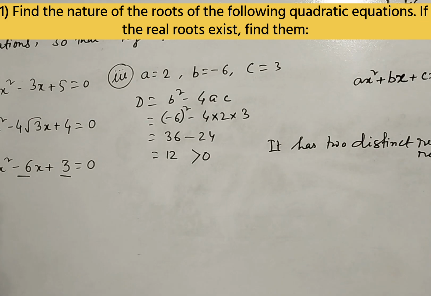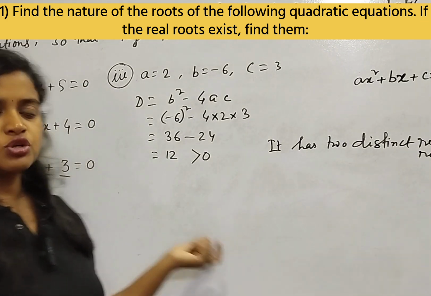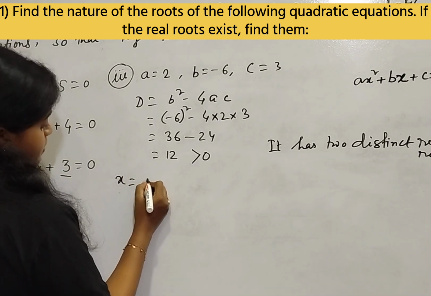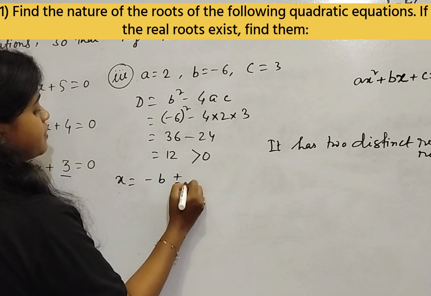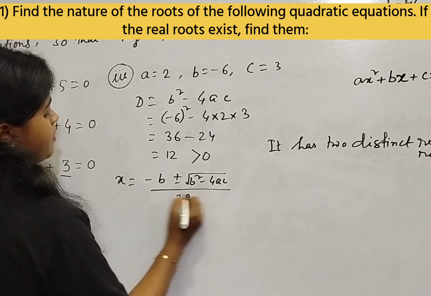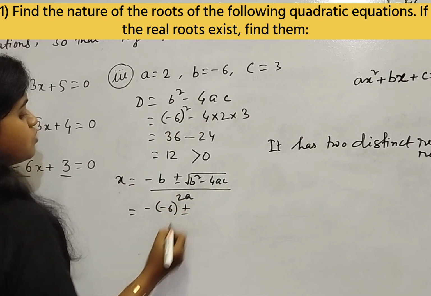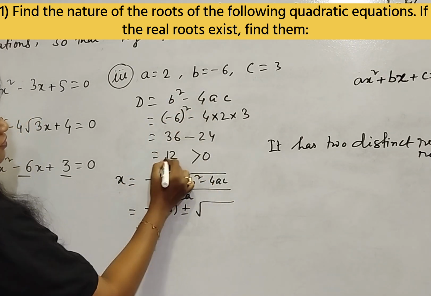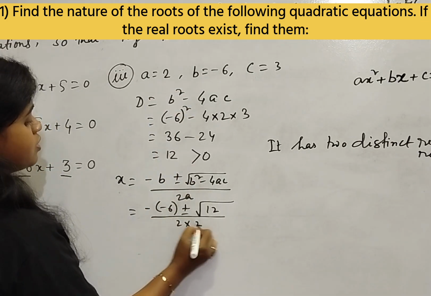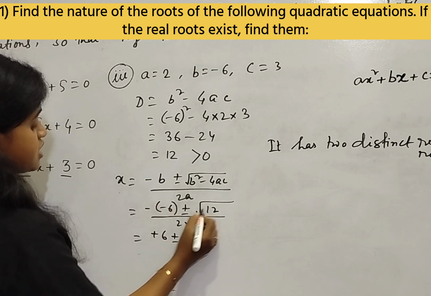Since there are two distinct real roots, we have to find the roots of this quadratic equation. So let us apply the quadratic formula. x equals minus b plus or minus root over b square minus 4ac, divided by 2a. So the value of b is minus 6, and plus or minus we can directly put the value of b square minus 4ac, which is 12, divided by 2 times a, which is 2. So minus minus 6 is plus 6, plus or minus root over 12.